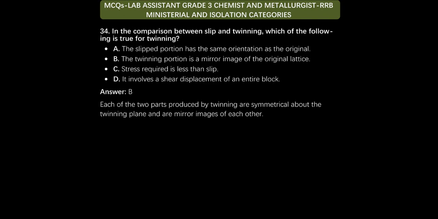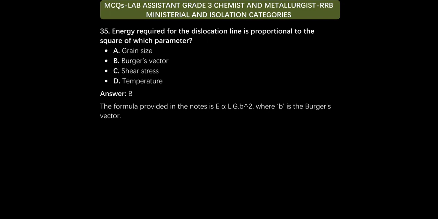In the comparison between slip and twinning, which of the following is true for twinning? Option B, the twinned portion is a mirror image of the original lattice. Energy required for the dislocation line is proportional to the square of which parameter? Option B, Burgers vector. Thank you.